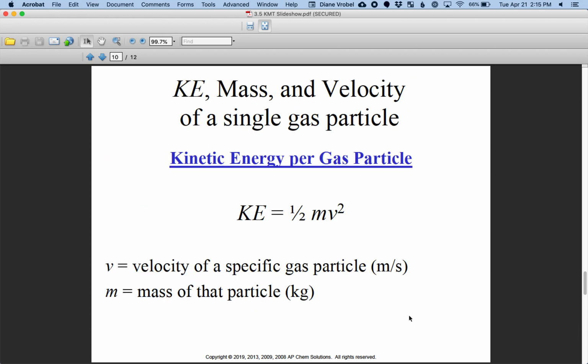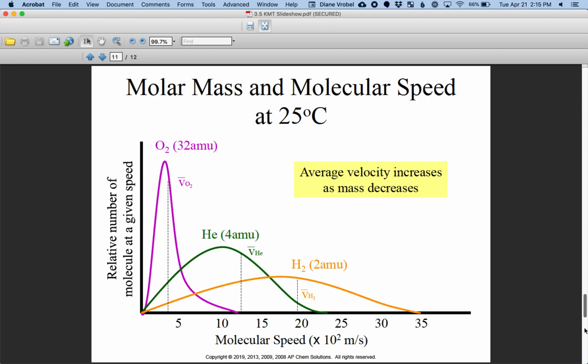Okay, so once again, we're going to tie in kinetic energy, and notice that we're looking at velocity and mass. What I typically tell my students is, if you have a baseball and a basketball, think about which one is harder to throw. And gases kind of behave that way. Obviously, the smaller the mass, the faster the gas. The larger the mass, the slower the gas.